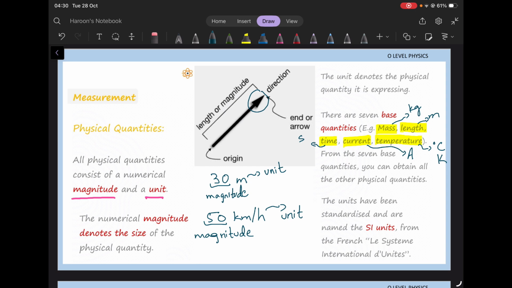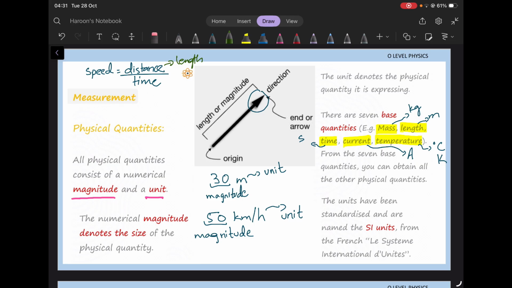Now, these 5 base quantities, or rather 7 in total, derive other quantities as well. For example, the formula for speed, which we'll do in the next chapter, is speed equal to distance divided by time taken. This distance is actually your length, and we have a base quantity known as time as well. So you can see time is a base quantity, and distance or length is a base quantity as well. We can derive other physical quantities from these 7 base quantities that we have.